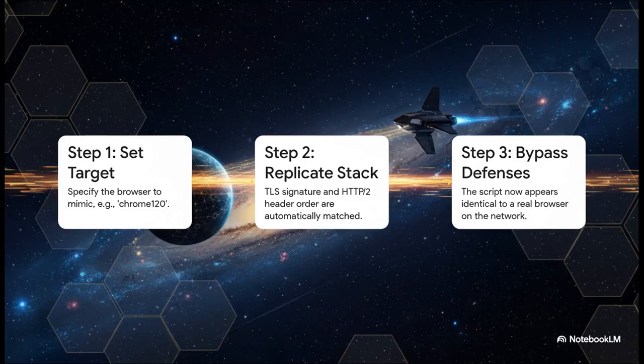So how does this one little word do all that? Well, when you set impersonate equals chrome120, the library rebuilds the entire network conversation. It creates a client hello packet that is a perfect digital twin of Chrome 120's. It makes sure all the HTTP/2 frames, including those pseudo-headers and the settings, are sent in the exact same order with the exact same values as a real Chrome browser. Your script doesn't just say it's a browser anymore, it behaves like one, all the way down at the binary level.